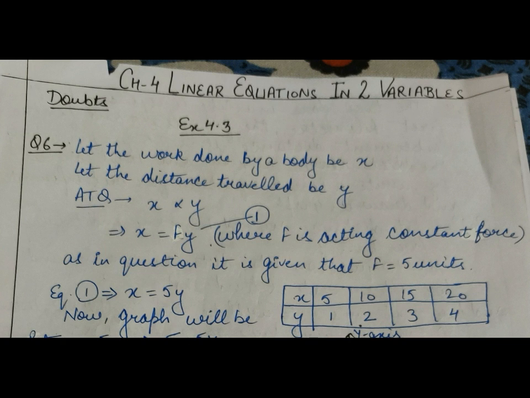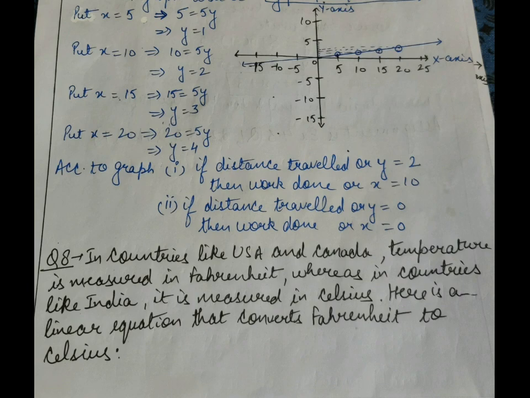So equation number 1 can be written as x is equal to 5y, which is the required equation for this question. Now the graph will be formed by just putting the values of x, and then we can find the value of y, and like this we can draw a table and then form the graph. So you can see here that I have kept the value of x, found the value of y, drawn the table, and the graph is plotted here.